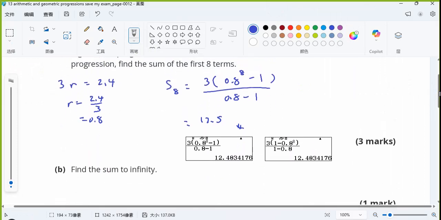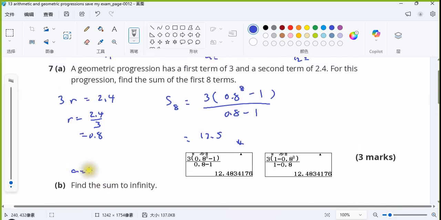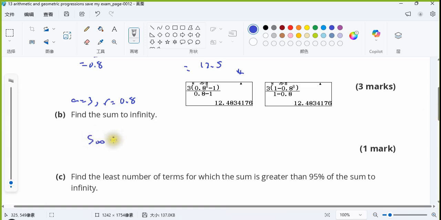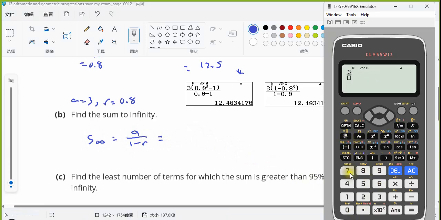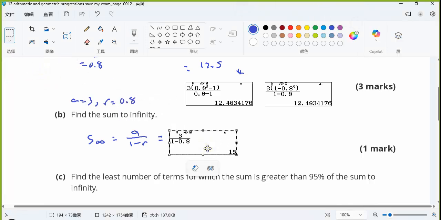Okay, so next we want to find the sum to infinity. So we know that a is 3, r is 0.8, and the sum to infinity is a over 1 minus r. Then we have 3 over 1 minus 0.8, then it's 15. Okay, so the answer is 15, the sum to infinity.